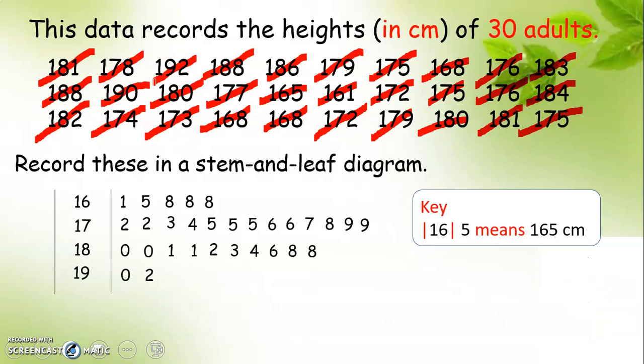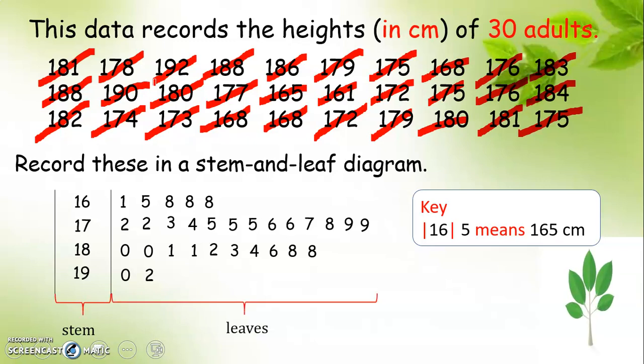So this is how our stem and leaf diagram looks. So where is the stem? In this part, this is showing the stem. Okay. And this part is showing the leaves. So that's why we call it a stem and leaf diagram. In a stem and leaf diagram, it is already ordered from the lowest data to the highest data.